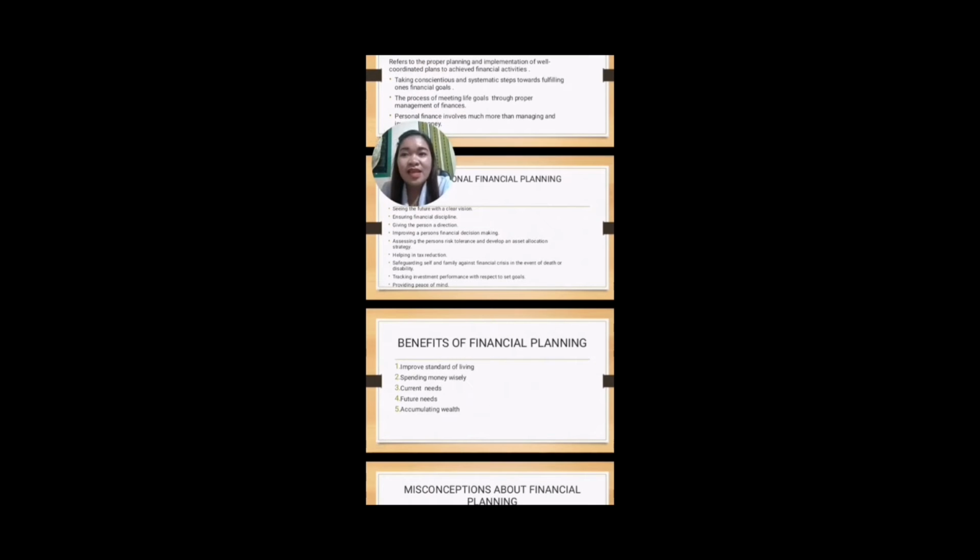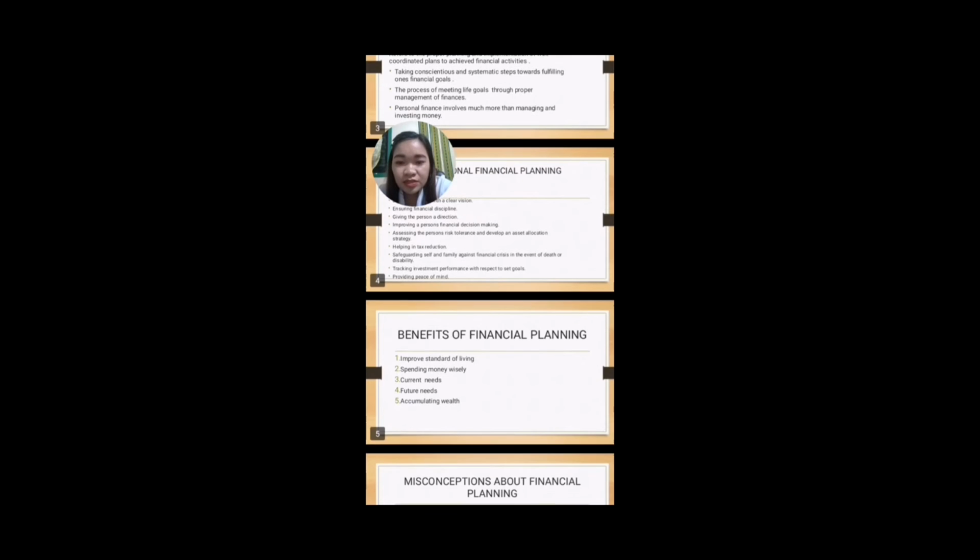Okay, this next is providing peace of mind. Of course, it's said that a person who borrows without proper planning ends up in a debt trap. So if he is unable to pay the debts, he loses his life and thus peace of mind. If we have proper personal financial planning, it will provide peace of mind.